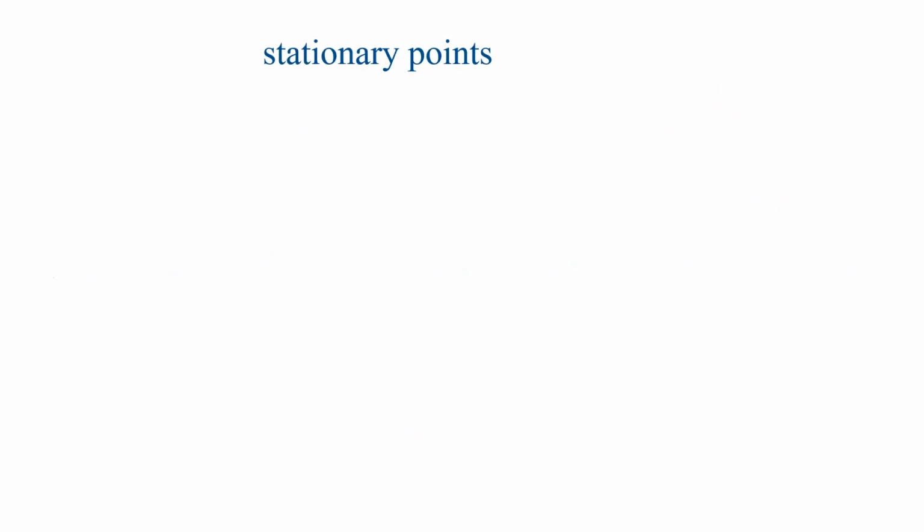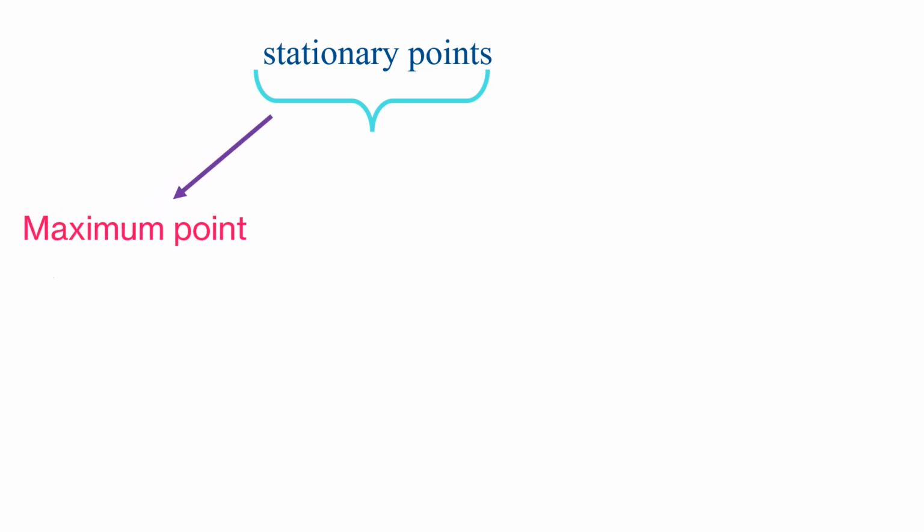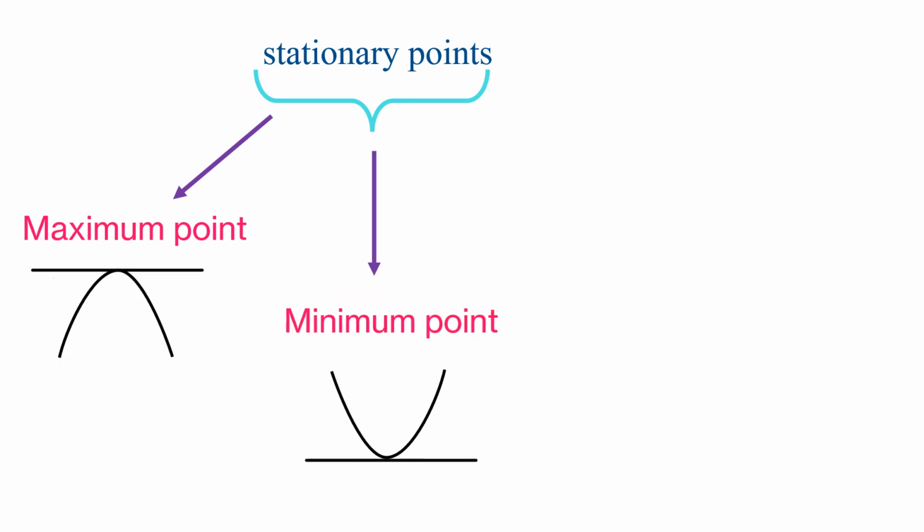Let's look at what are the different types of stationary points. The point could be a maximum point, as I illustrated in the earlier slide. It can be a minimum point. It can also be something called a point of inflection. So how does a point of inflection look like?